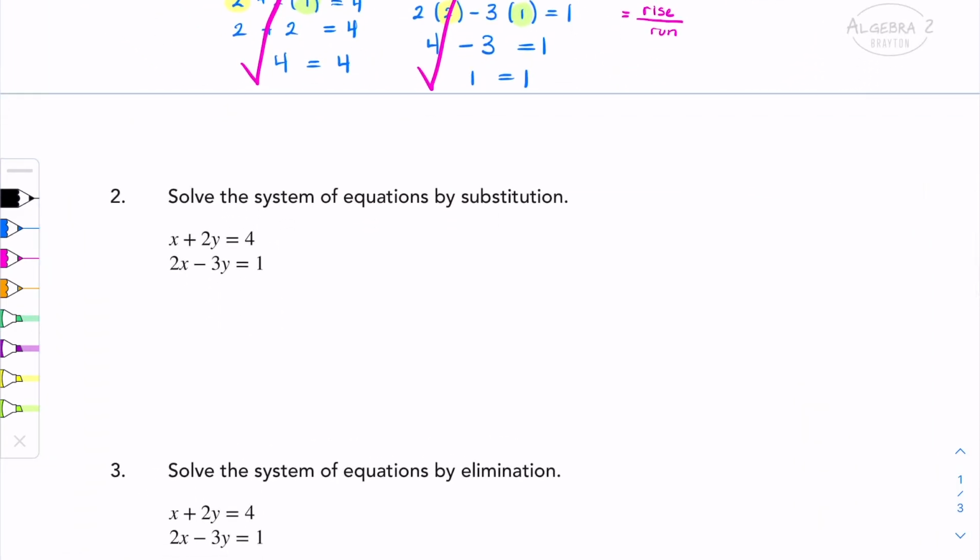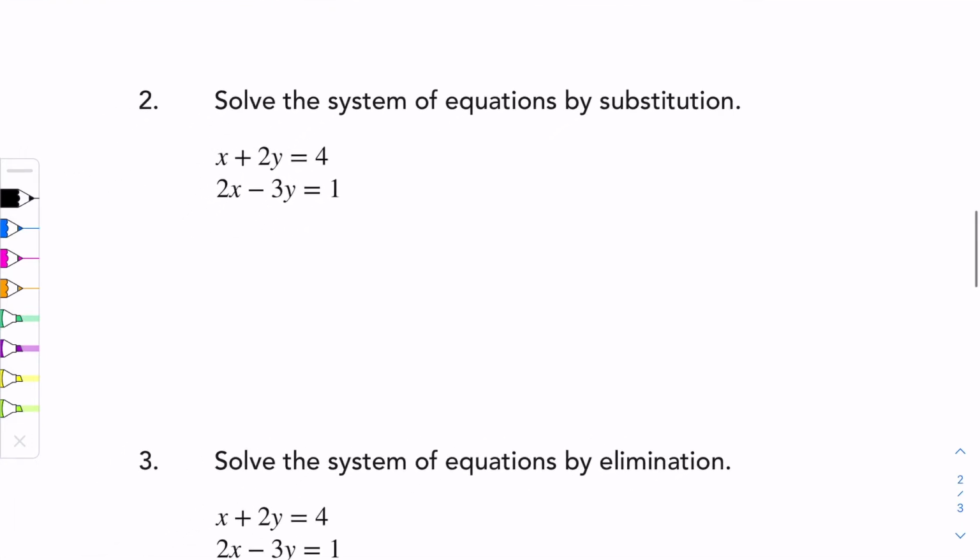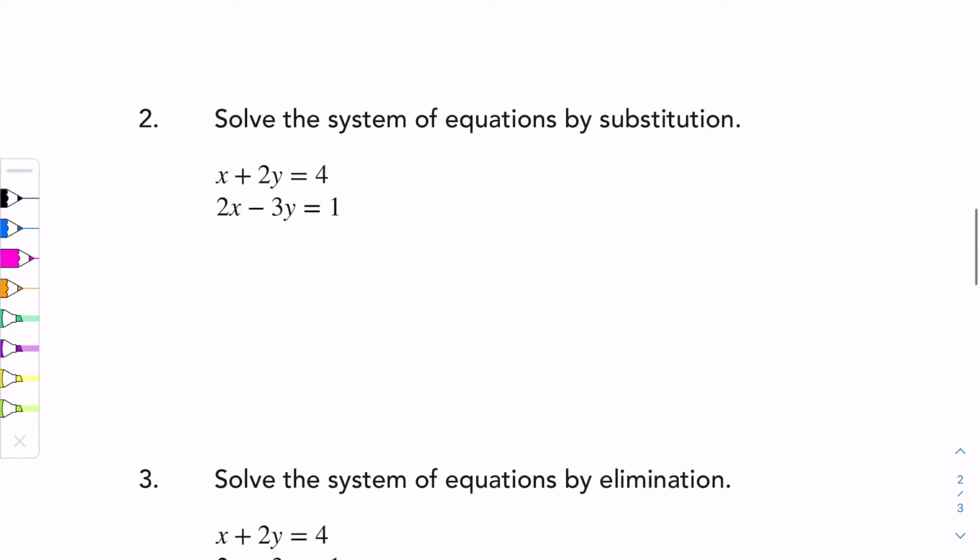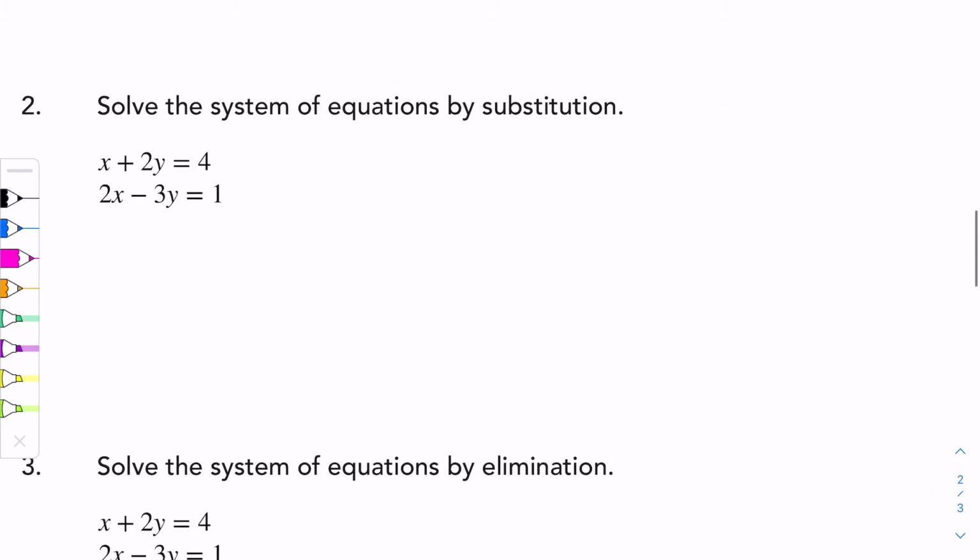So the equations that we're using are x plus 2y is equal to 4 and 2x minus 3y is equal to 1. When you're solving a system by substitution, you need to solve for one variable. Or I should say solve one equation for one variable.